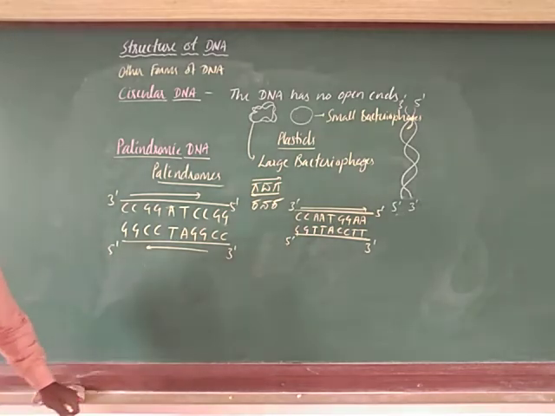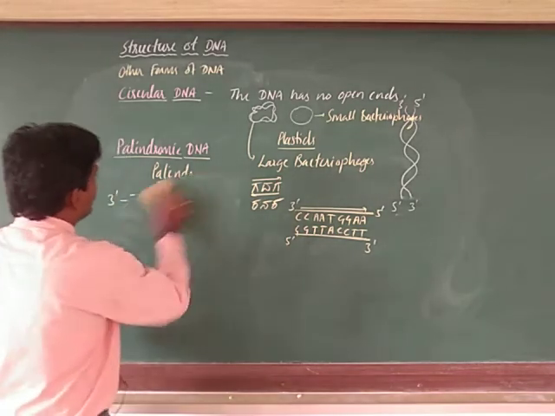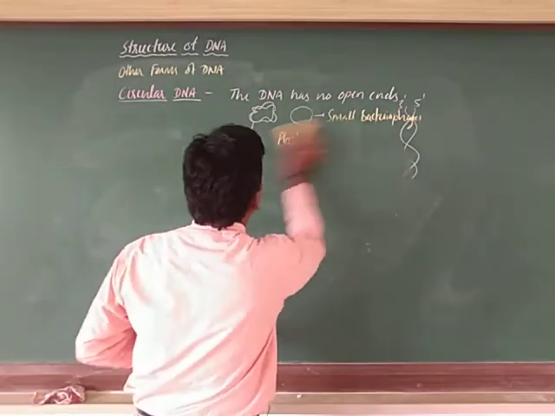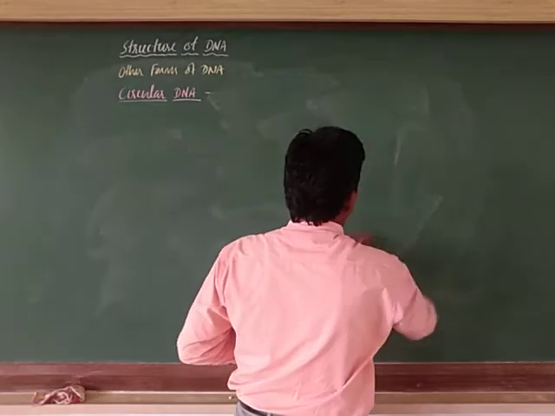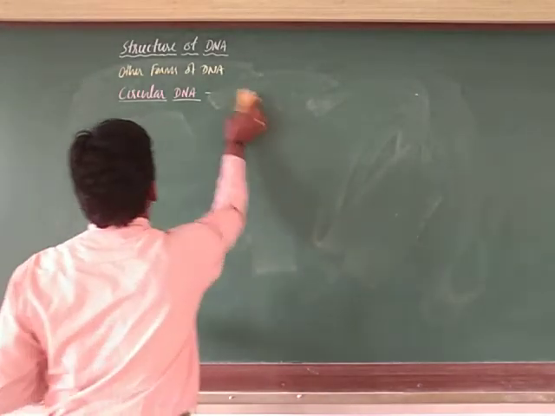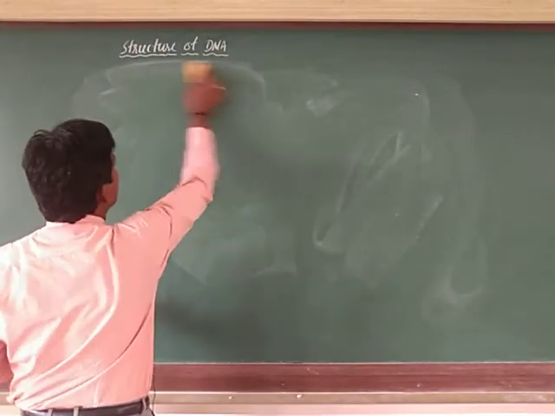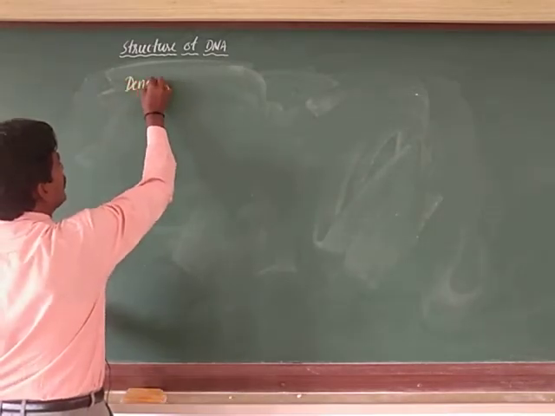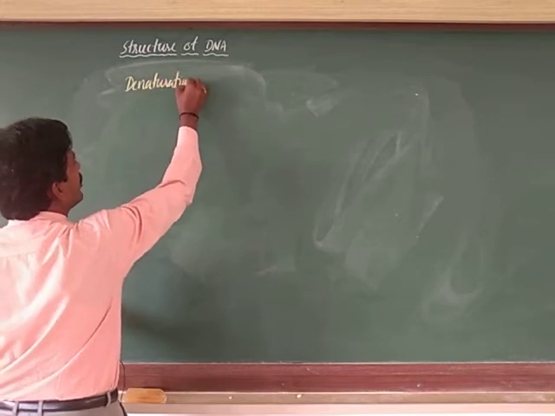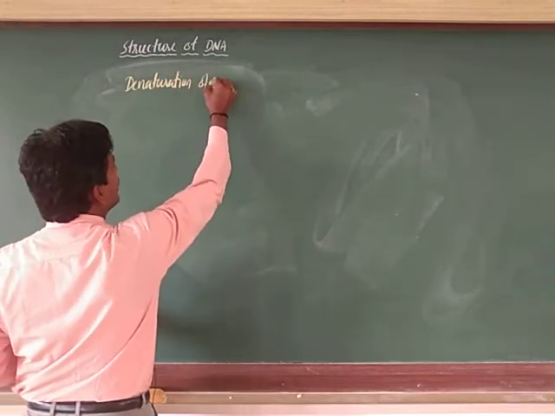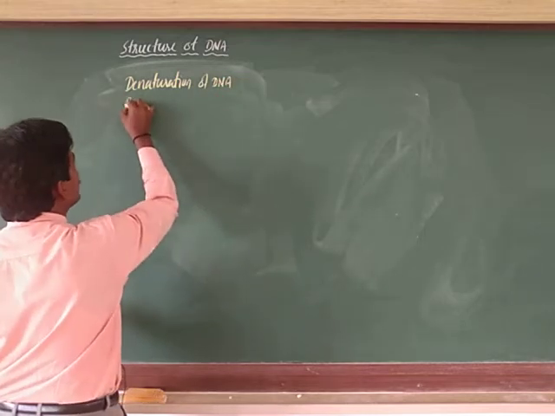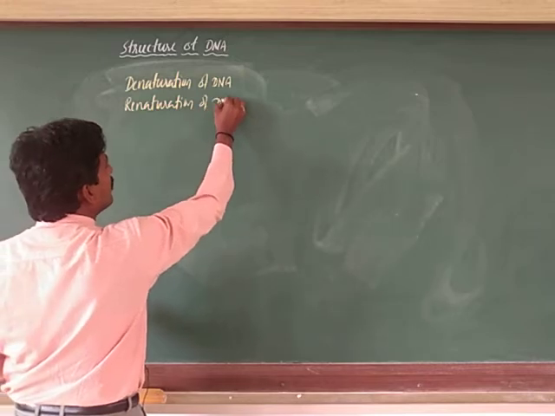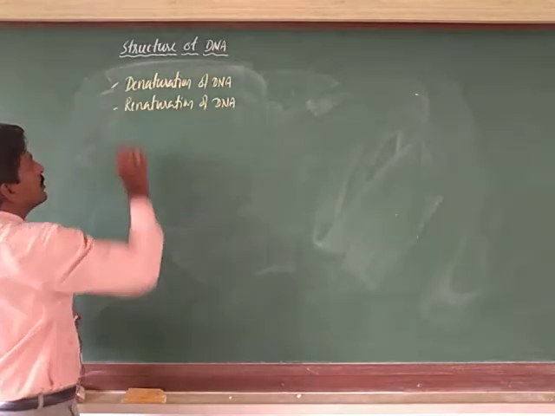So that is denaturation and renaturation. Some processes take place: denaturation of DNA and renaturation of DNA. So what is this denaturation?